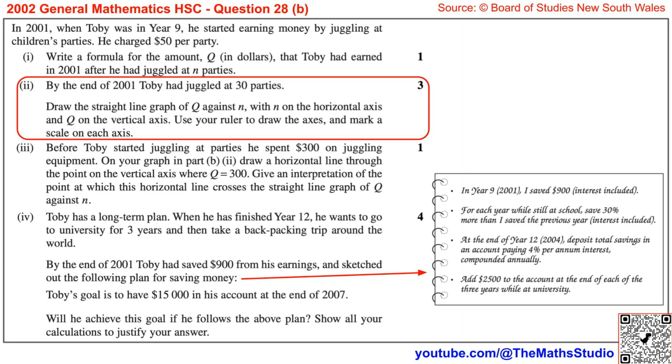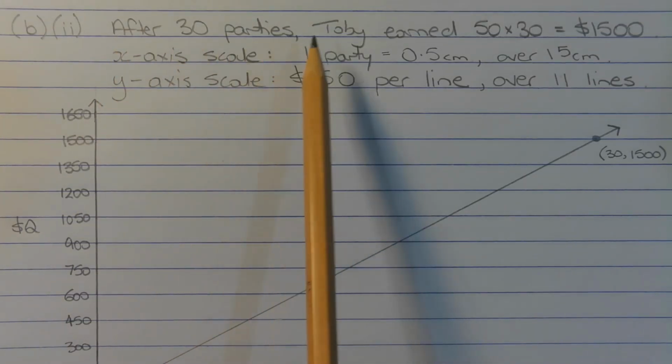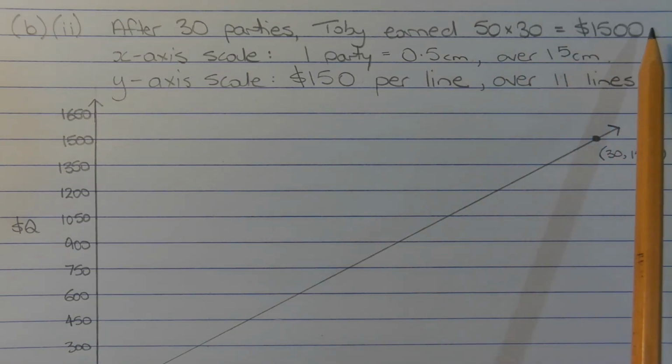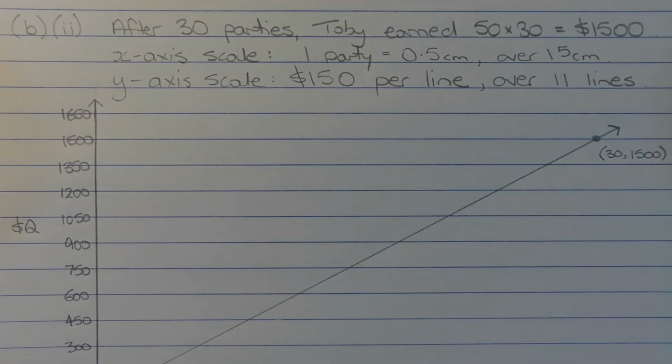Part 2. By the end of 2001, Toby had juggled at 30 parties. Draw a straight line graph of Q against N with N on the horizontal axis and Q on the vertical axis. Use your ruler to draw the axes and mark a scale on each axis. After 30 parties, Toby earned 50 times 30, which is $1,500.